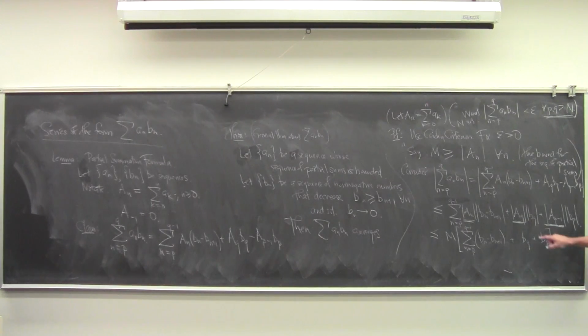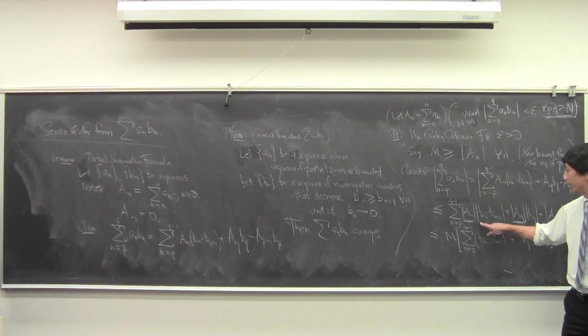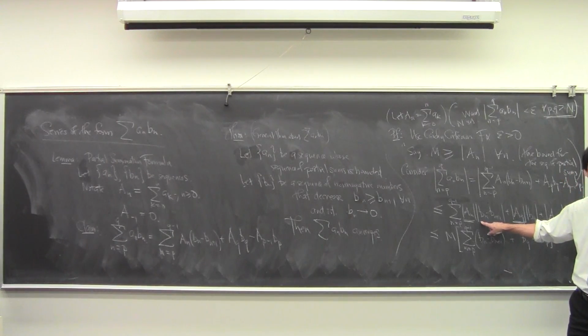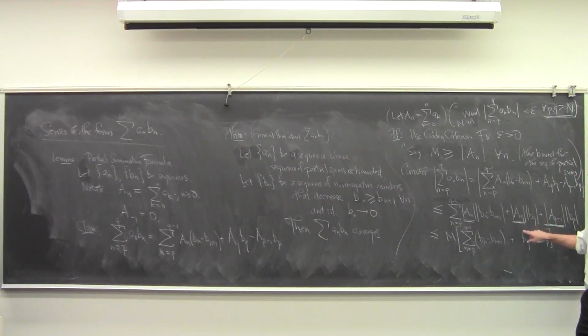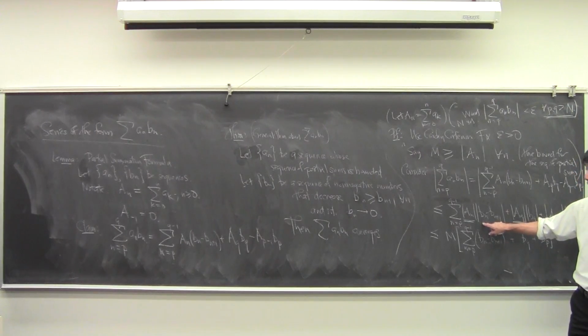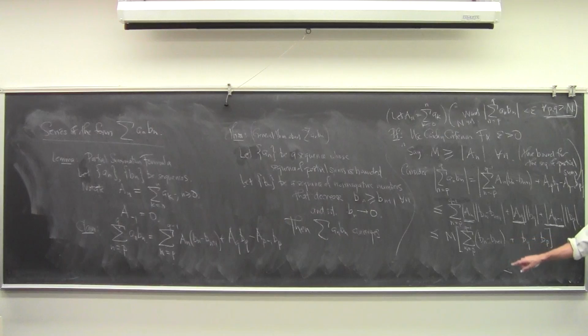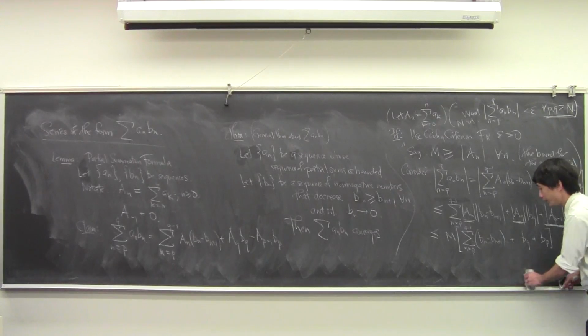Right? I got rid of the absolute value signs on the b's because they were all non-negative, right? And I was able to get rid of it on this difference because the b's are decreasing, right? b sub n is bigger than b sub n plus 1, so this is positive, or at least non-negative. This is non-negative, this is non-negative, so I can get rid of all the absolute value signs. Okay, and then you see what happens.